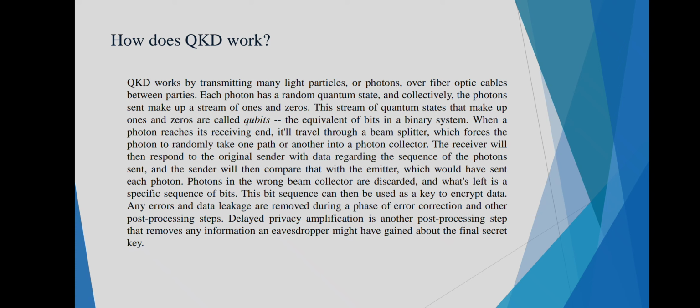Any errors and data leakage are removed during a phase of error correction and other post-processing steps. Privacy amplification is another post-processing step that removes any information an eavesdropper might have gained about the final secret key.